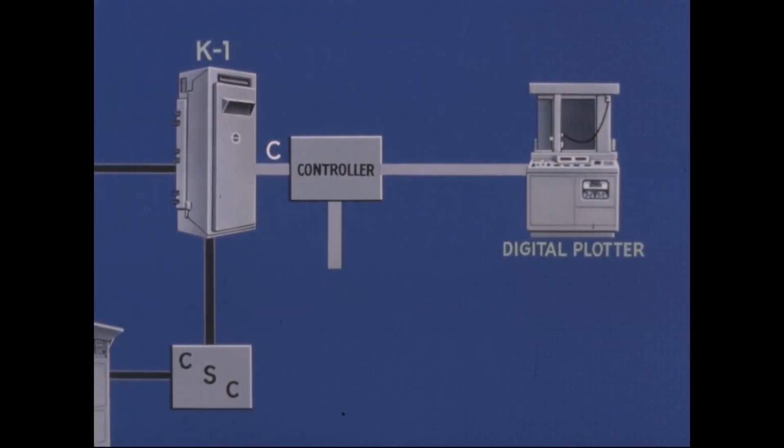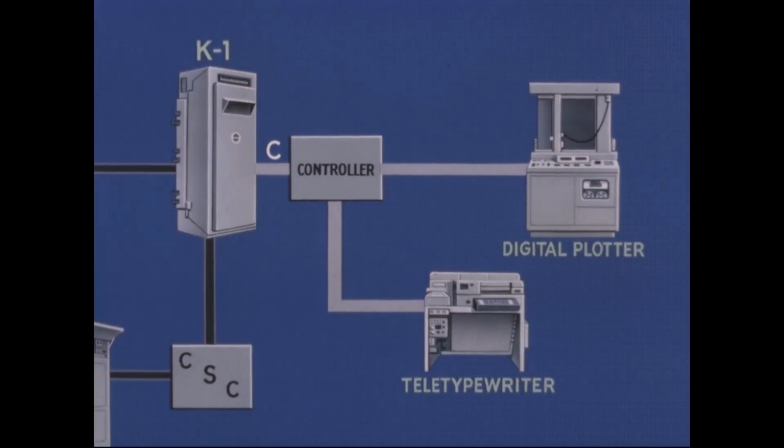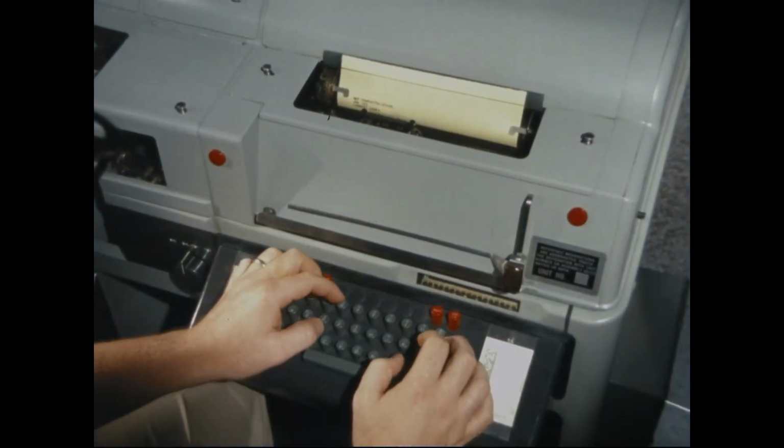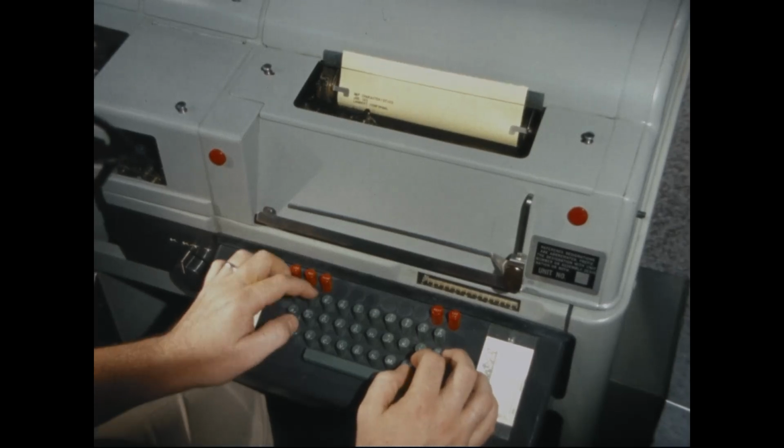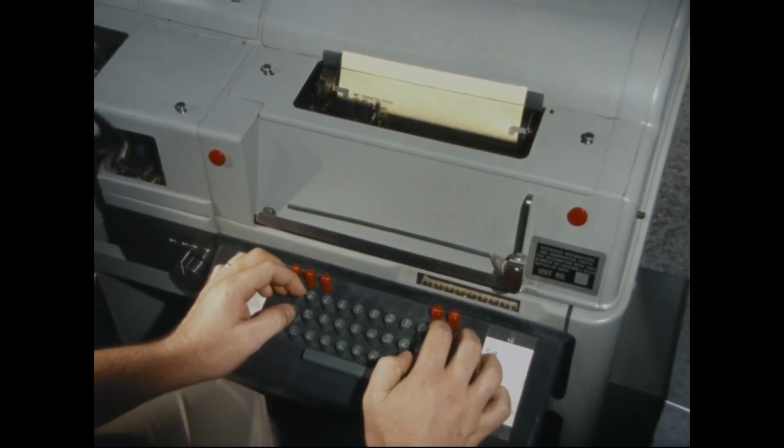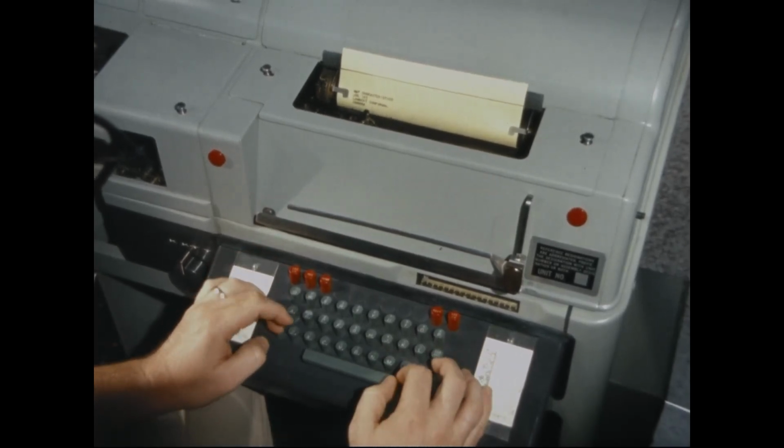Channel C also connects to the station's teletypewriter. It enables the operator to input data to the computer during operation of the station programs and to receive output data from the computer.